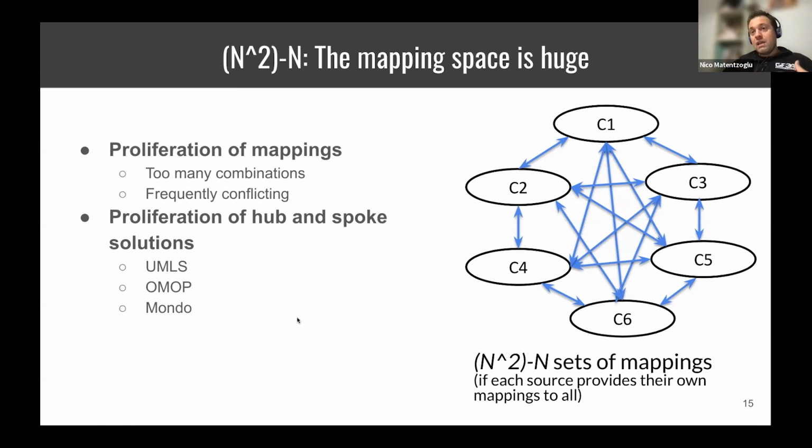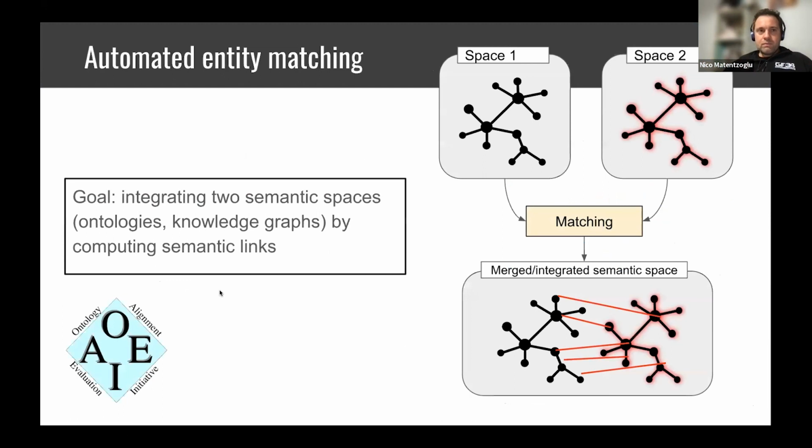And then, over time, some people try to mitigate this problem by introducing hub and spoke solutions. This means that rather than trying to map all of these resources crosswise to each other, you create one internal concept like Mondo does, like, let's say, Friedreich's ataxia, and then you just map all of the other resources that are talking about Friedreich's ataxia into the one single resource in the middle, and don't really look at how these things map between each other. But even these kinds of solutions are slowly proliferating as well.